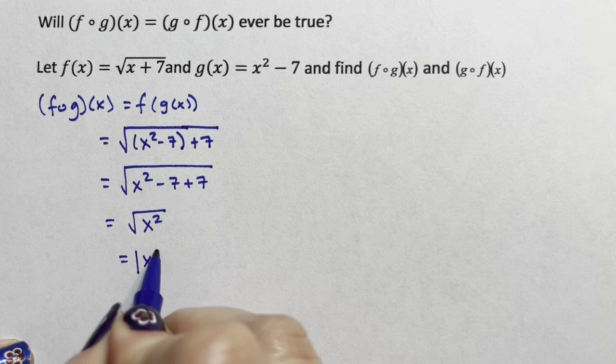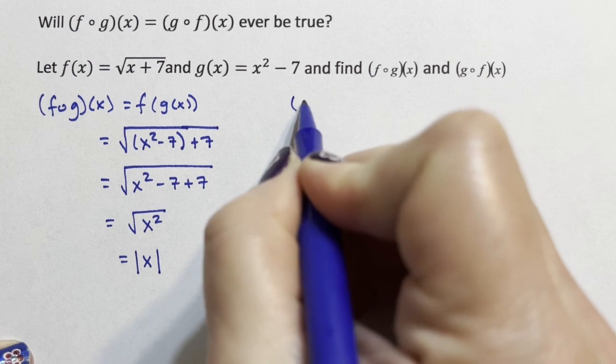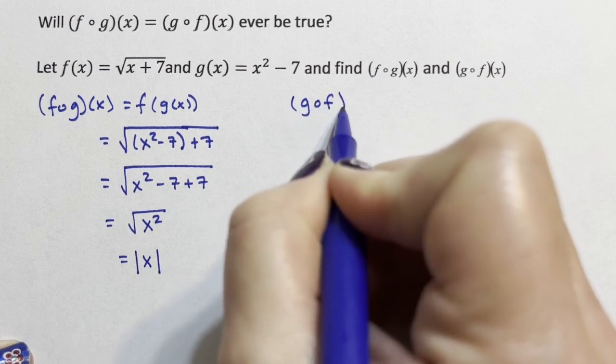Well, maybe I'll put my little absolute value in. It's the absolute value because when you do x squared in the square root, you end up with a positive version of x. All right. So how about g of f of x?